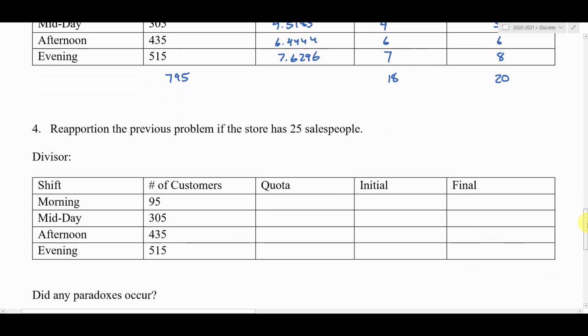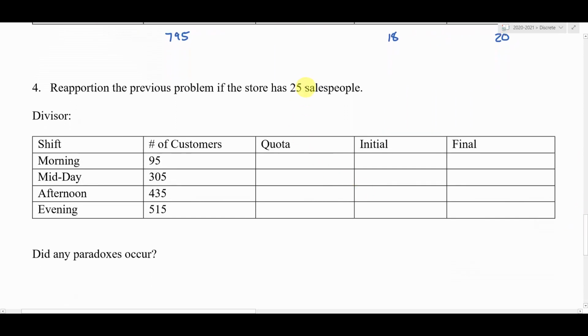So it says reapportion the previous problem if the store has 25 salespeople. So now instead of 20, we go to 25. So they increase the number of salespeople. And I also noticed down here it's asking, did any of the paradoxes occur? All right, so this is important here, right? Because once you see this question, there's a potential for a paradox to occur. You can instantly identify which paradox you think might occur based on the situation.